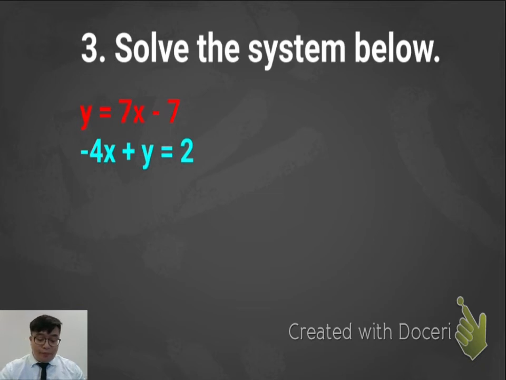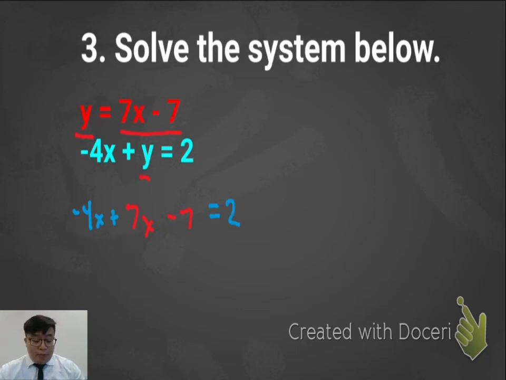So just like before, even though y is a little bit more complicated, if y is equal to 7x minus 7, whenever I see the letter y, I can replace it with that thing. So I'm going to replace y with 7x minus 7. The rest of my equation is still going to stay the same. I'm still going to have this negative 4x in front. I'm still going to have this equal to 2 on the right side.